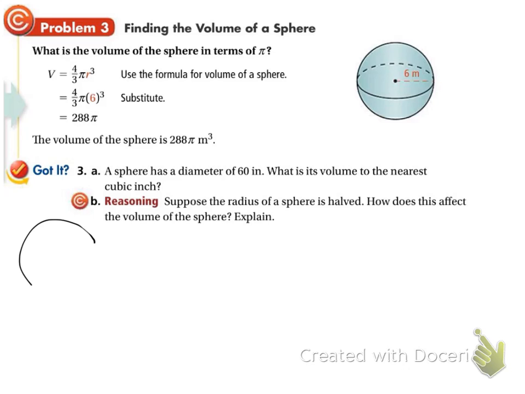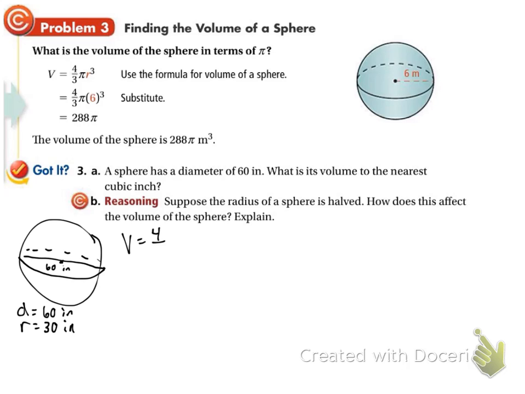So we've got a sphere with a diameter of 60 inches. So if the diameter is 60 inches, that means that the radius is 30 inches. And we want volume to the nearest cubic inch. So volume is equal to 4/3 pi r cubed. So V equals 4/3 pi 30 cubed. So that's 4/3 pi times 27,000.